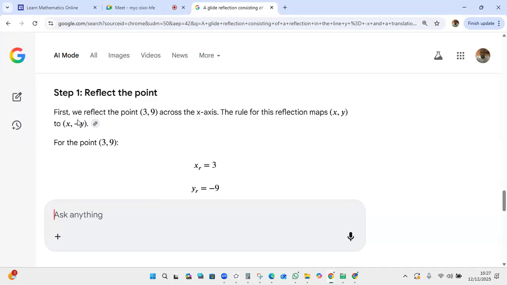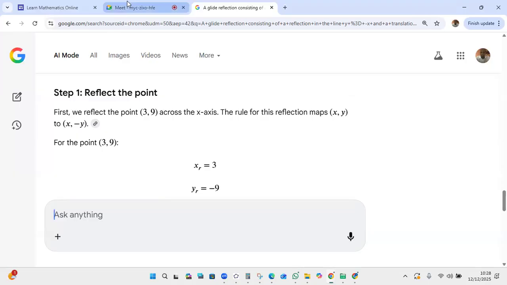The rule for this reflection maps (x, y) to (x, -y). When you're going across the x-axis, the x doesn't change. What changes is the y. A positive y, when it goes below, becomes a negative y. If it is below, it will go above and become positive. But the x doesn't change because you're reflecting across the x-axis. You understand? So that is the rule for the line y = 0.